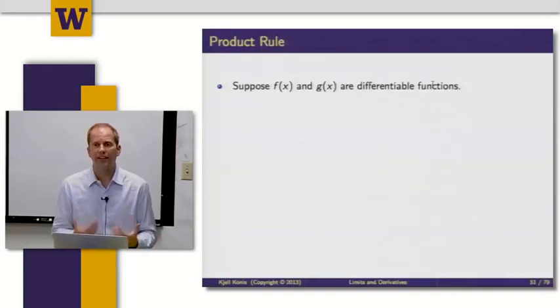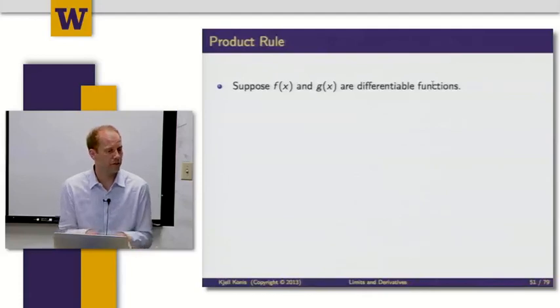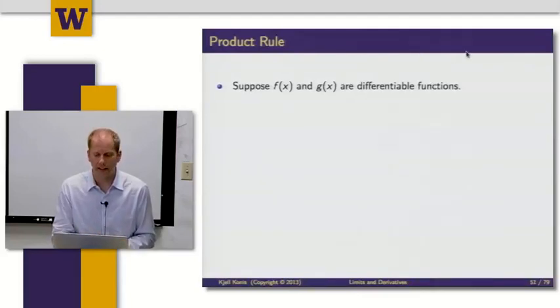I'm not going to be given f of x and g of x. I'm going to be given a function, but as I look at it, I'm going to see that that function is actually composed of two simpler functions multiplied together. And if I can take the derivative of each of those simpler functions, then the product rule is going to allow me to take the derivative of the product of those two functions.